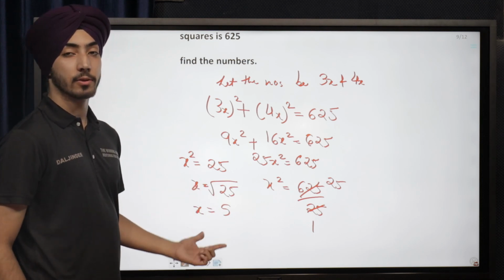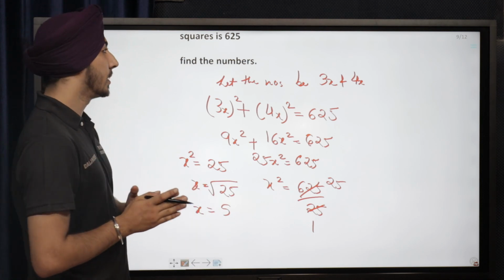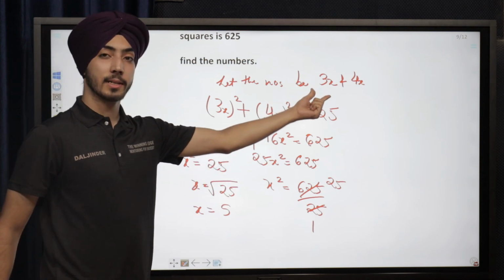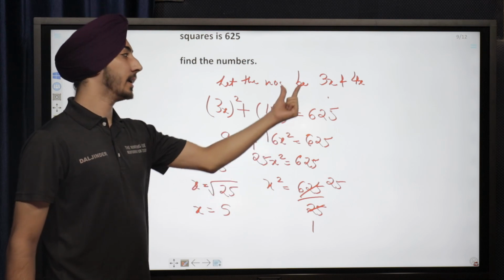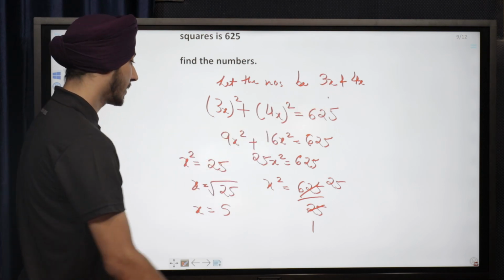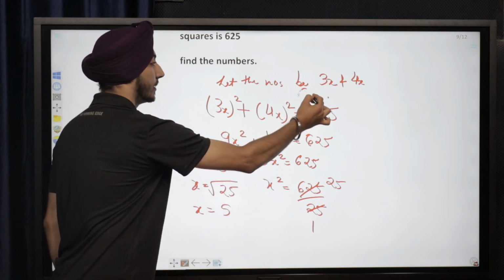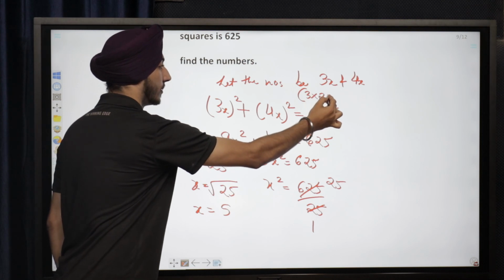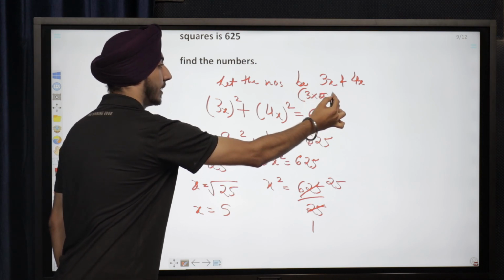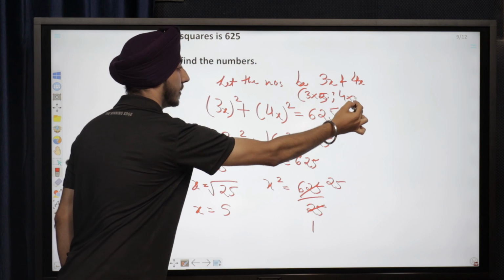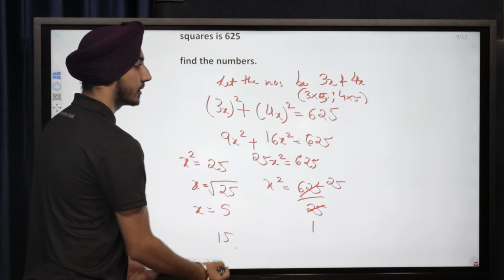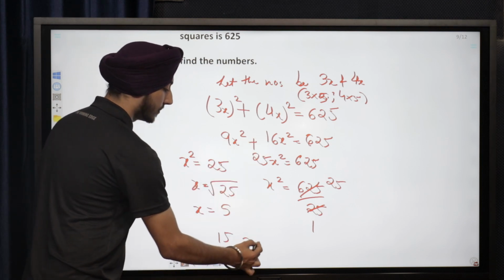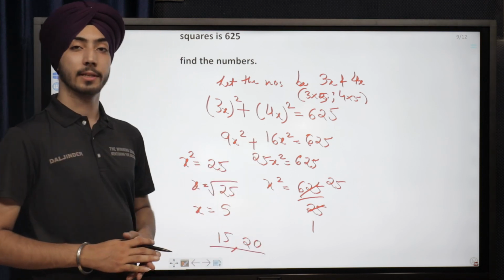Now remember, this is not your answer. You were to find the numbers. What were the numbers? The numbers we had assumed as 3x and 4x. So what are we going to do? We are just going to put the value of x into 3x and 4x. So what does this become? 3x will be 3 into 5 and 4x will be 4 into 5. 3 into 5 will give you 15 and 4 into 5 will give you 20. So our two numbers are 15 and 20.